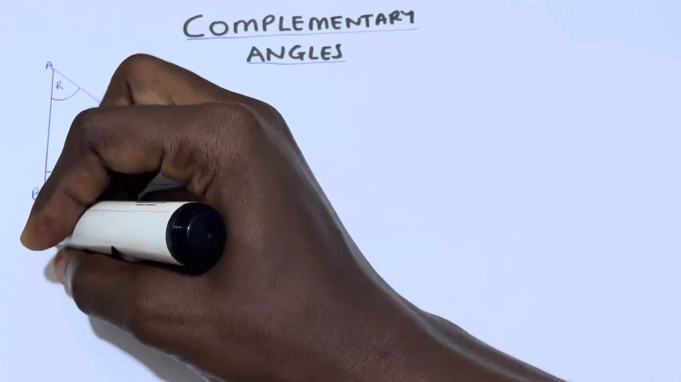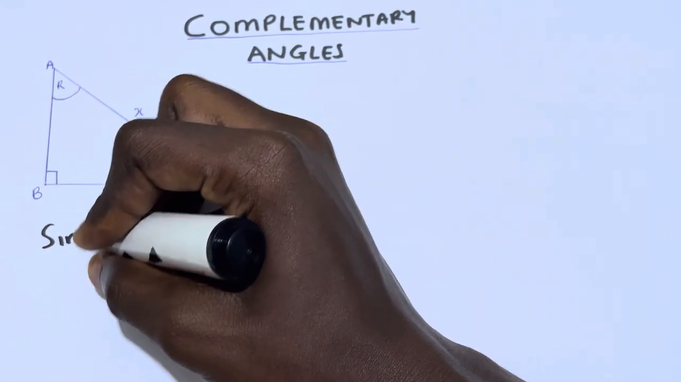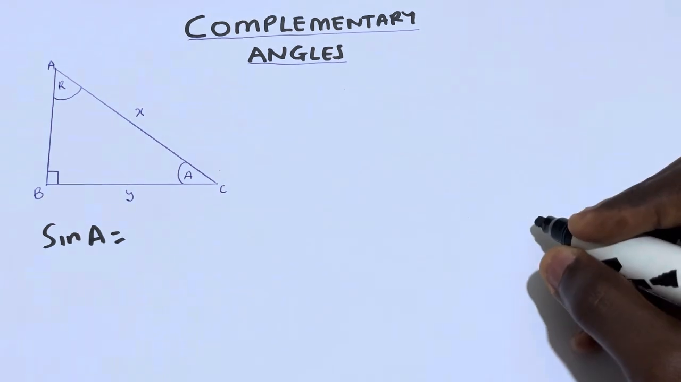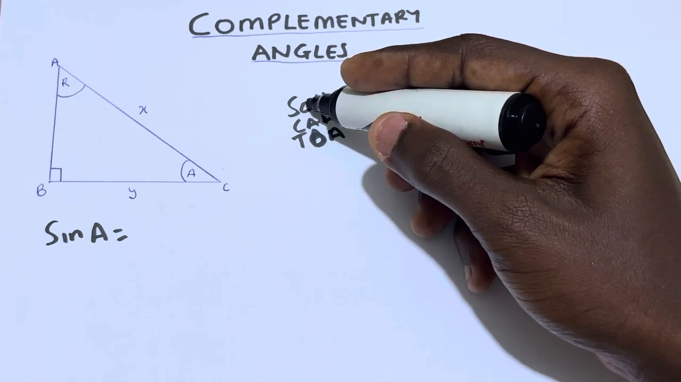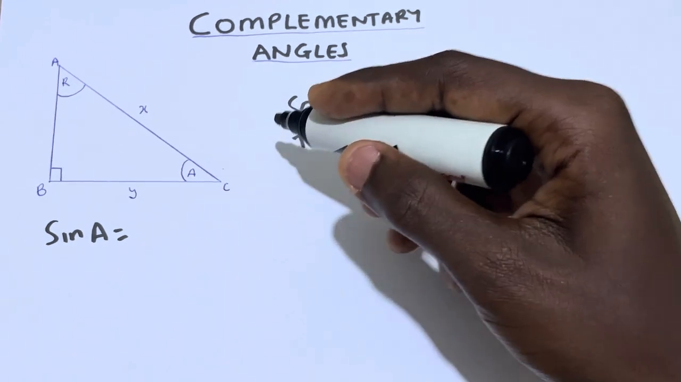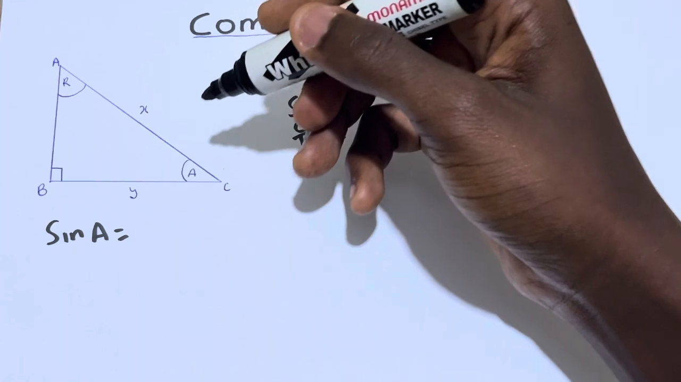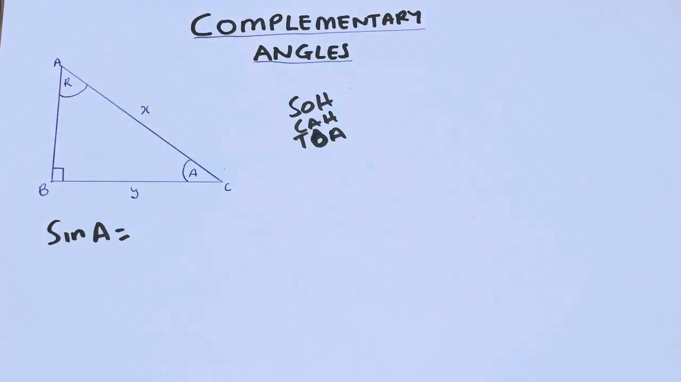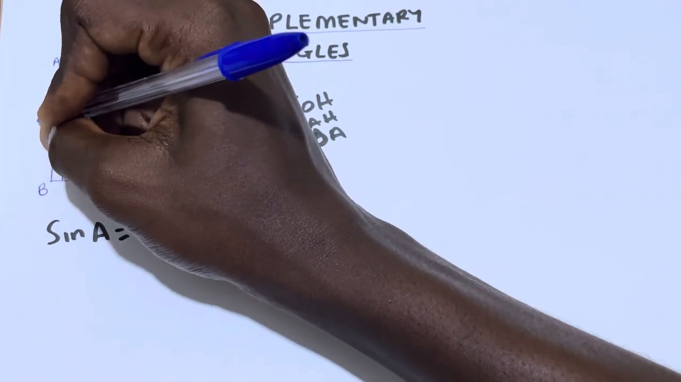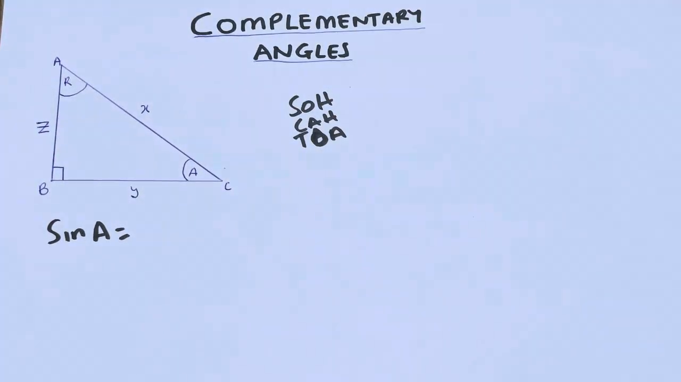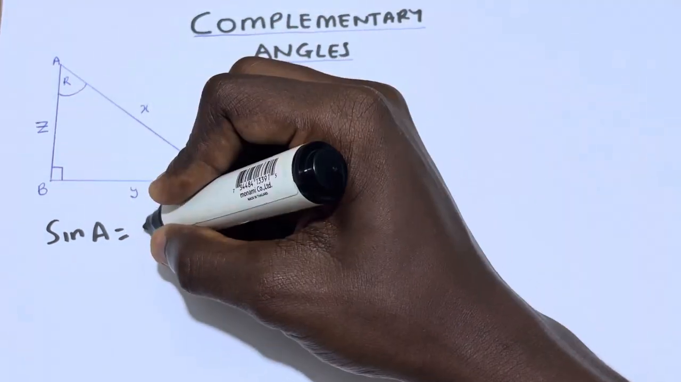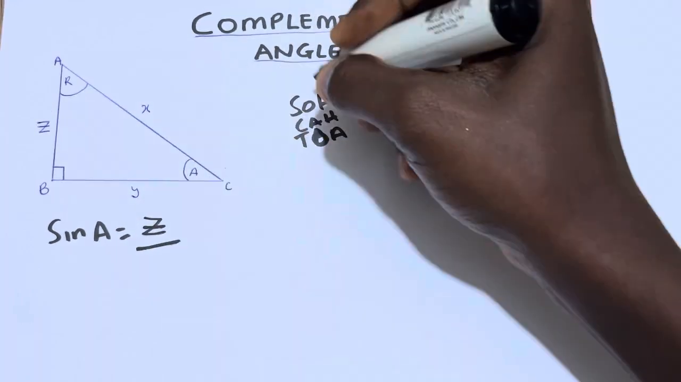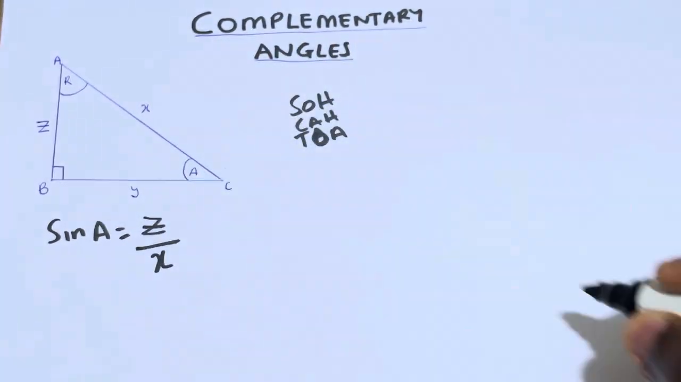Let's say you're told to find the sine of A. We know from our previous video, from SOHCAHTOA, that the opposite over the hypotenuse is for the sine. So for A, what is the opposite of A? Let's say this is Z. So the opposite of A is Z, over the hypotenuse, which is X.